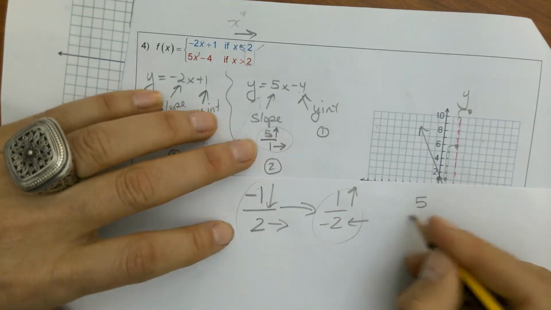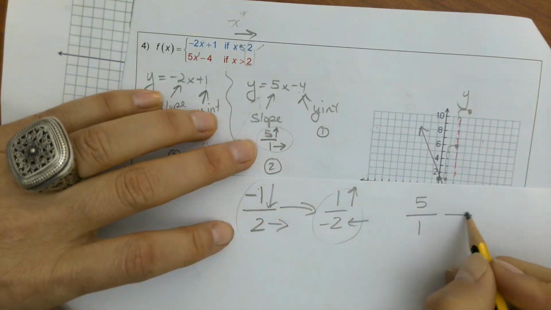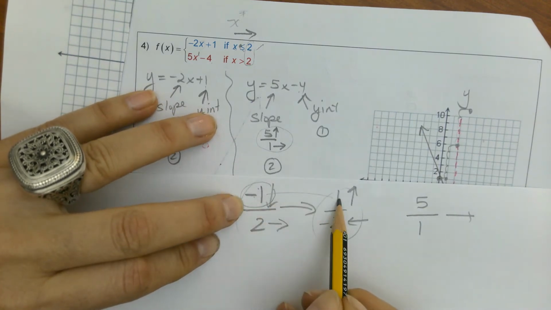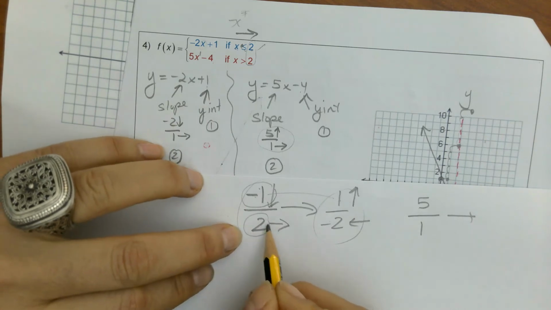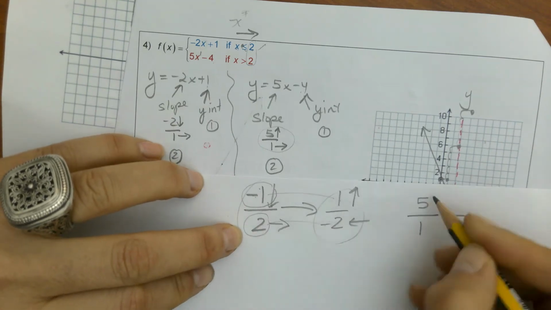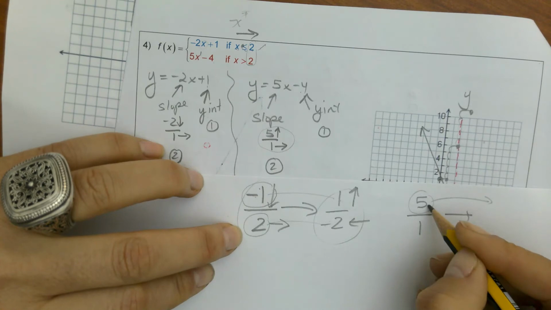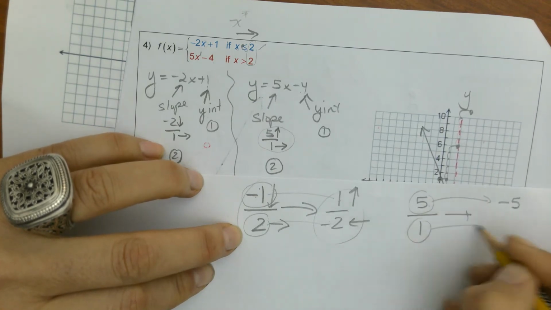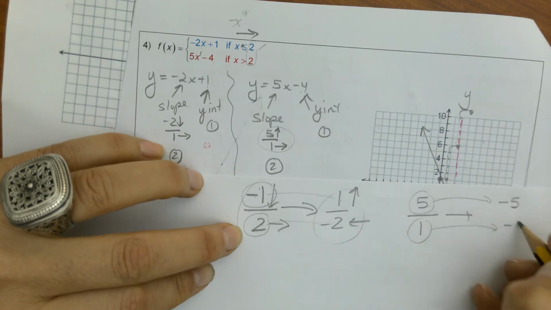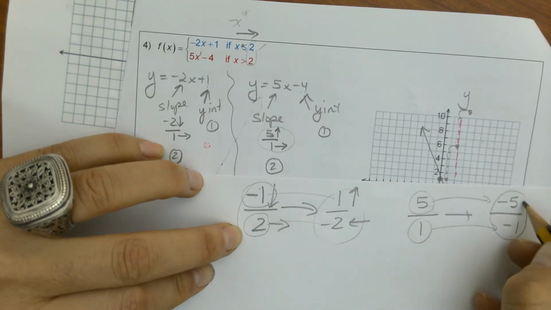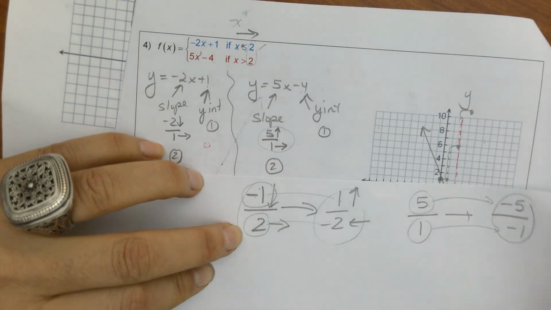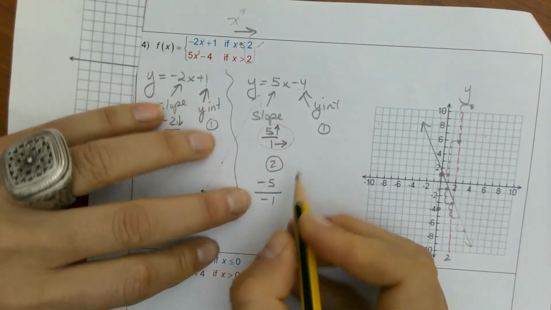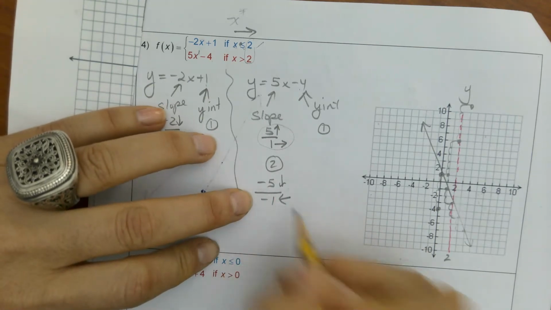So if I have 5 over 1, really what we're doing is we're taking this negative and changing it to the opposite. We're taking this positive, and changing it to the opposite. So here I have positive 5. What's the opposite of positive 5? Negative 5. What's the opposite of positive 1? Negative 1. So if I want more points, I just change everything to the opposite. So here, negative 5, negative 1. So that means down 5, right 1.